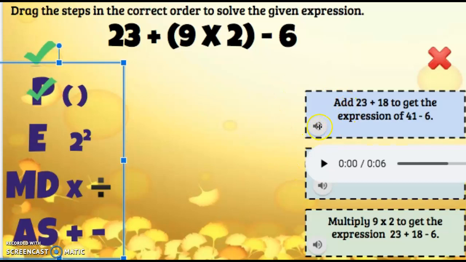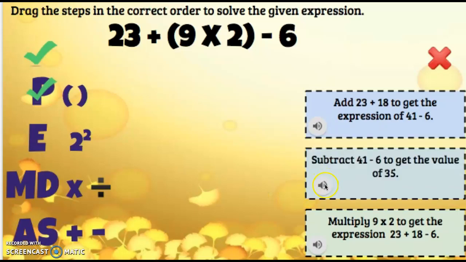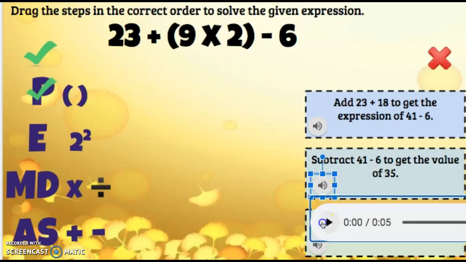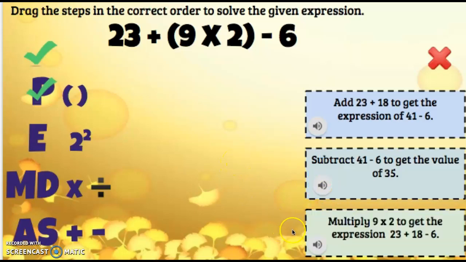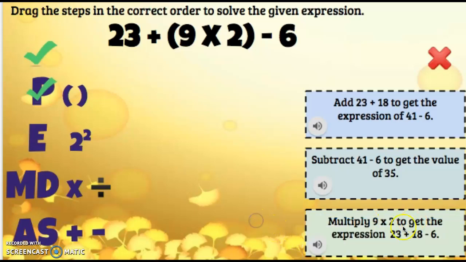So I'm going to listen to my audios to tell me which one tells me I'm going to be multiplying 9 times 2. Add 23 plus 18 to get the expression of 41 minus 6. Well, that didn't tell me to do 9 times 2. Subtract 41 minus 6 to get the value of 35. That doesn't tell me to multiply 9 times 2. Multiply 9 times 2 to get the expression 23 plus 18 minus 6. Ding, ding, ding, I have a winner.